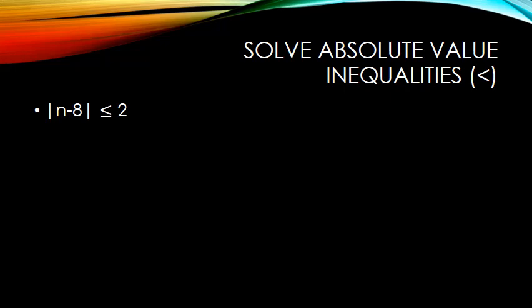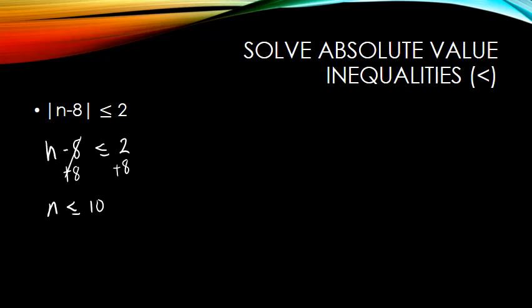So let's start here at the beginning. We've got the absolute value of n minus 8 is less than or equal to 2. I'm going to set this up initially as n minus 8 is less than or equal to 2. We're going to add 8 to both sides. Over here on the left it cancels, and we're left with n is less than or equal to 10. Now I'm going to work on the second case.